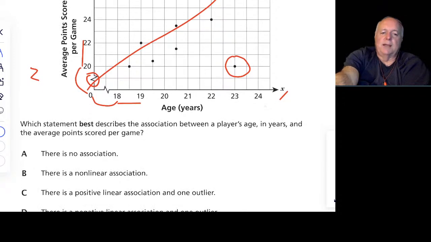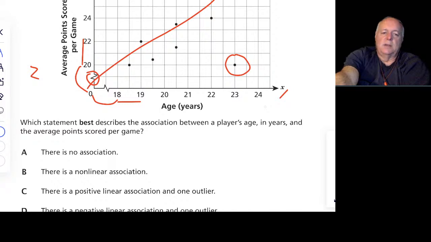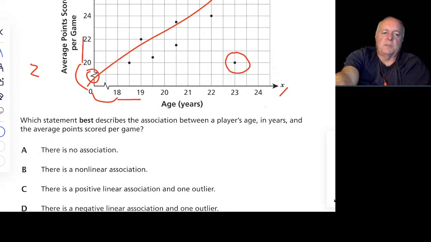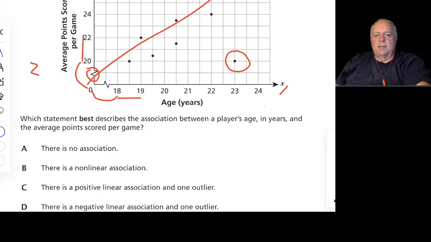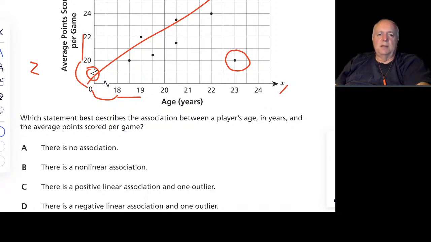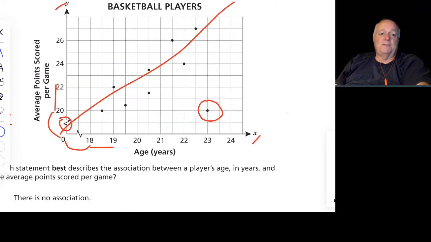There is a negative. No, it's not negative. And there's one outlier. So again, because there's a positive slope, that's part of what they're talking about here. So that's it. The answer is C, as simple as that. This is pretty much a 15-second question.